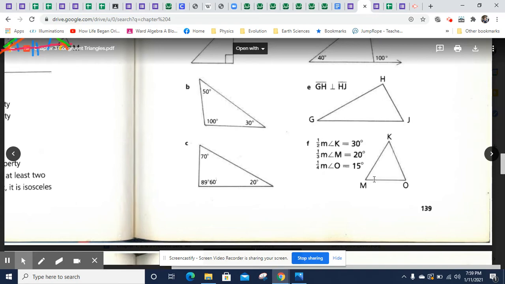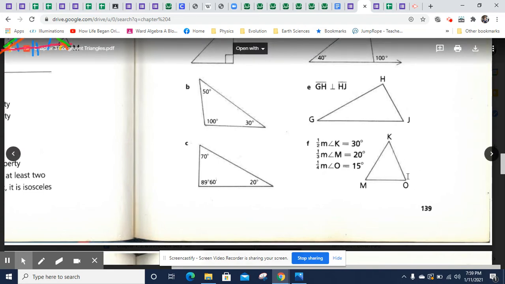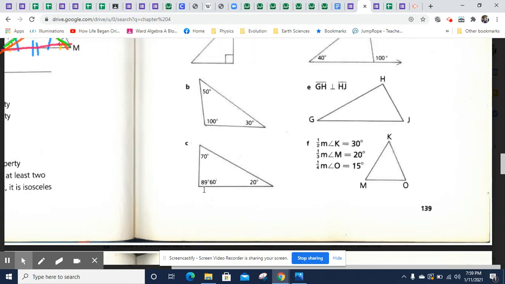We've got 1/2 of measure K is 30, which means that measure K is 60. We've got 1/3 of measure M of angle M is 20 degrees. So 1/3 is 20, then that means that's 60. And 1/4 of measure of angle O is 15, which means, well, 4 times 15 is 60. Okay, this one is 70, 20, and then 89 degrees and 60 minutes. Well, 60 minutes is 1 degree, so that makes that 90 degrees.